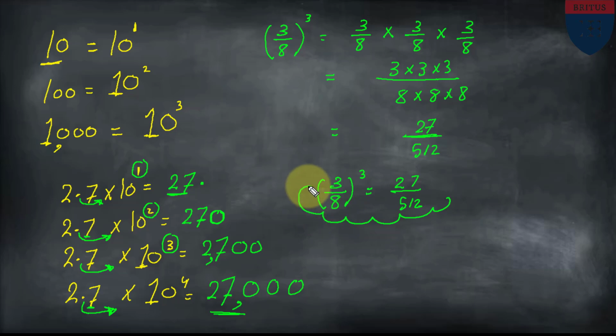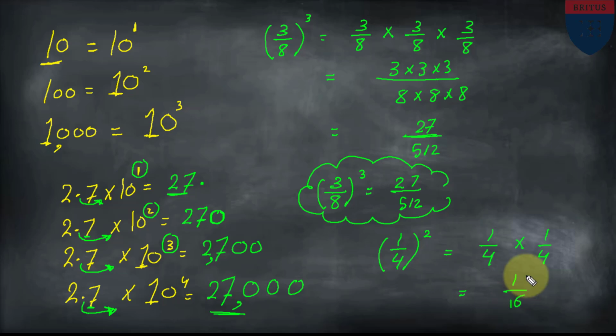What about 1 over 4 raised to the power 2? What does it equal? It means 1 over 4 times 1 over 4. So we get 1 over what now? 1 over 16, and so on.